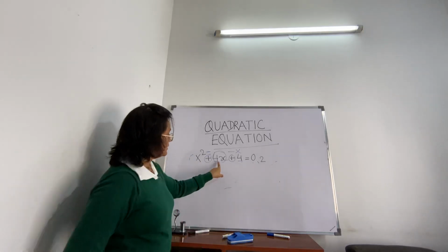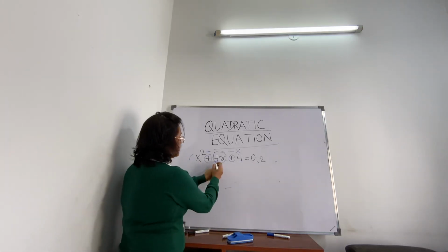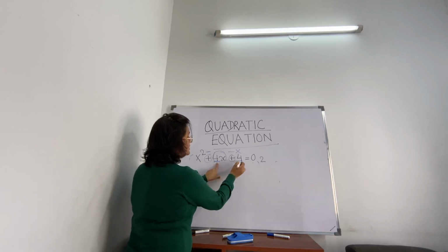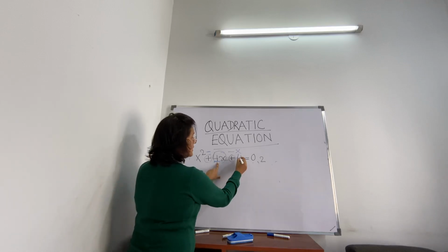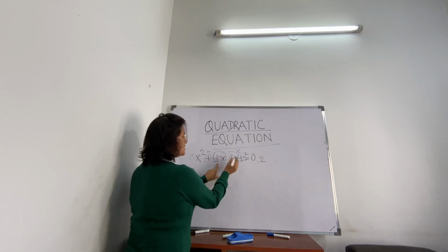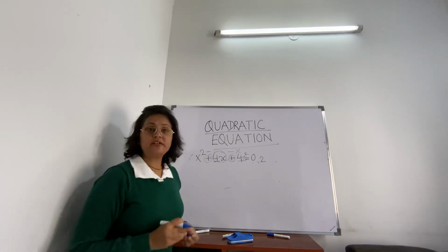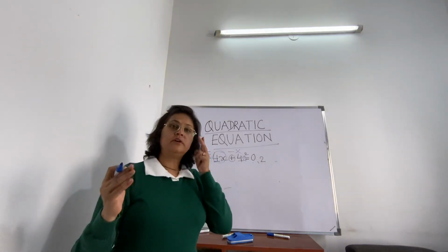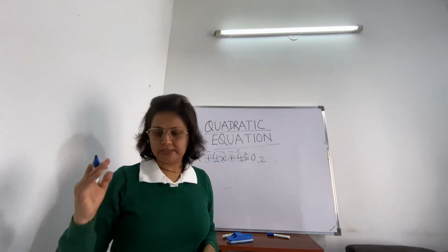Second thing, the middle term is always double of this. Suppose this is 4. So we can write it in the form of 2 square. So this is double of this. This is 2, here it is 4. This always holds true when we are converting the equation to a perfect square.